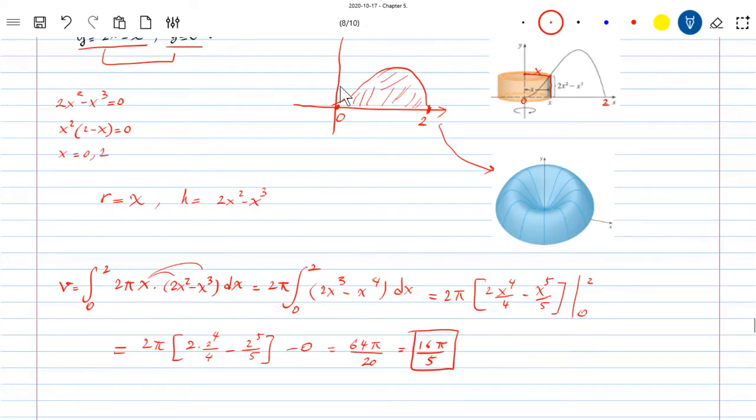Again, you can double check my work, make sure that it's correct. It's the idea that matters. You should use a calculator when you subtract these fractions just to double check your work. You should do it by hand, but always use a calculator to double check your work. Okay, so we found the volume. The volume is 16 pi over 5.